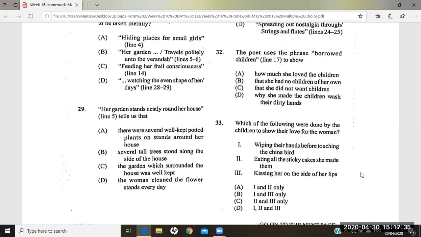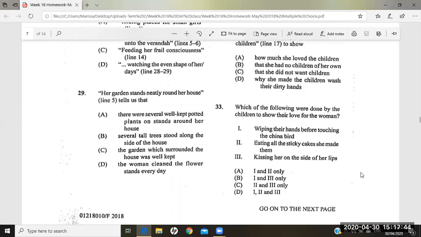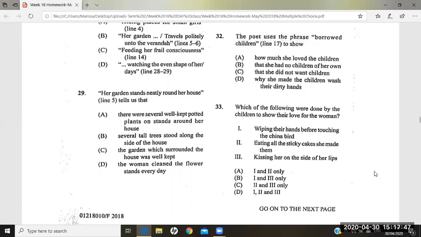It's not C. Miss, B? The answer is B, that she had no children of her own. And 33 says, which of the following were done by the children to show their love for the woman? So what did the children do to show their love for the woman?